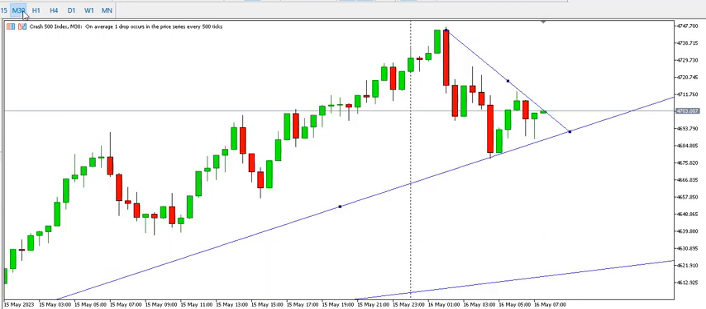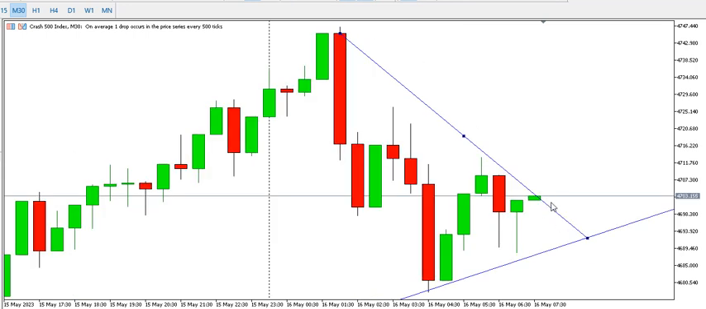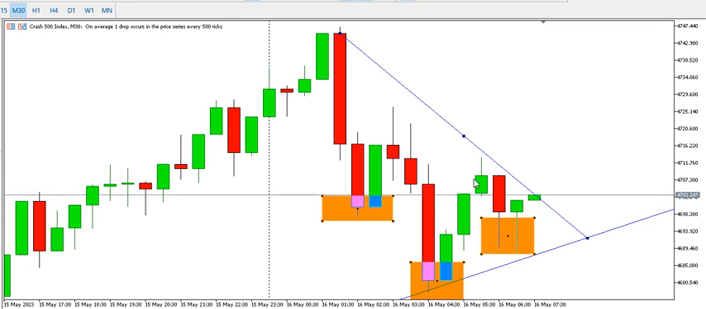On the 30 minutes time frame, Crash 500 Index, you can see a new candle just opened, and it's as if the buyers are going to win this range. We are already looking at something that looks like an inverted head and shoulders. This is the left shoulder, this is the head, and the right shoulder is currently being formed. So you might look for buying opportunities.